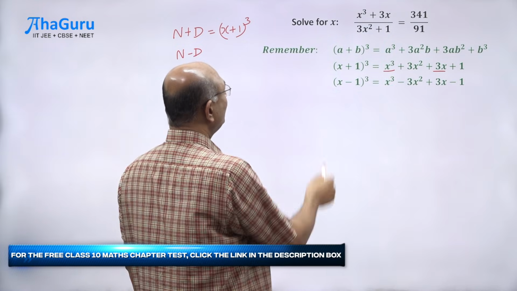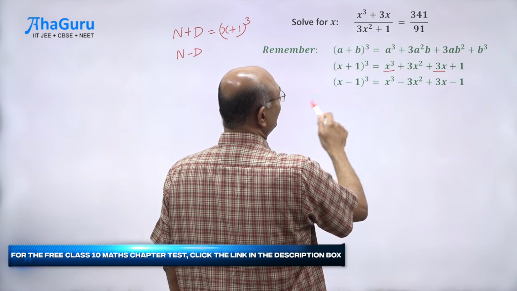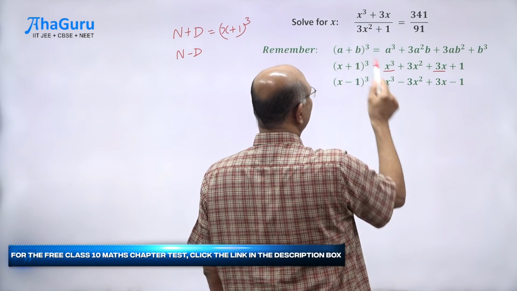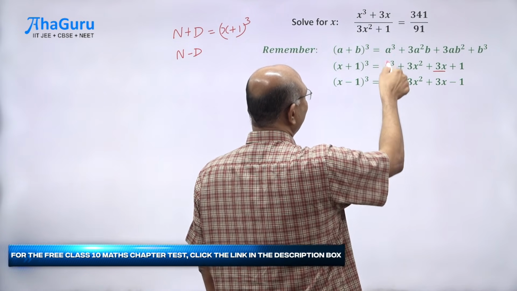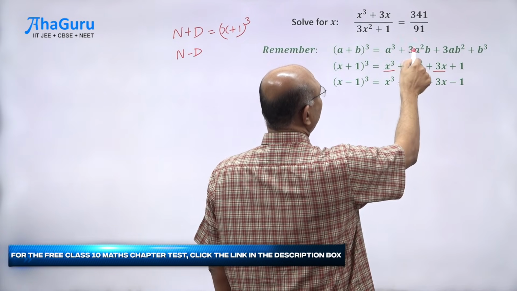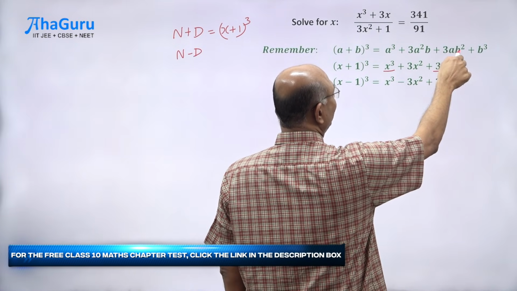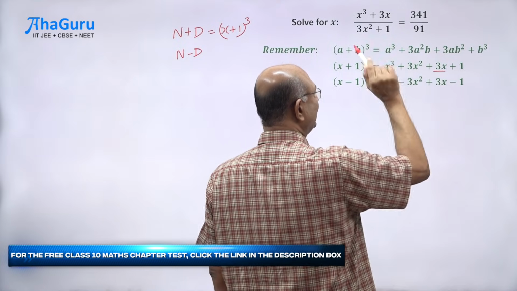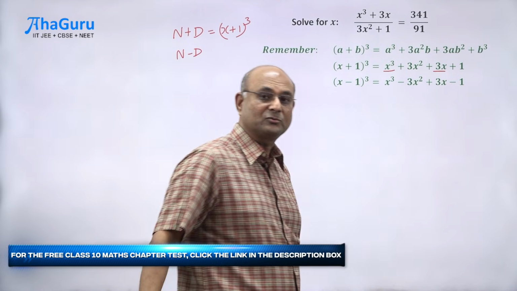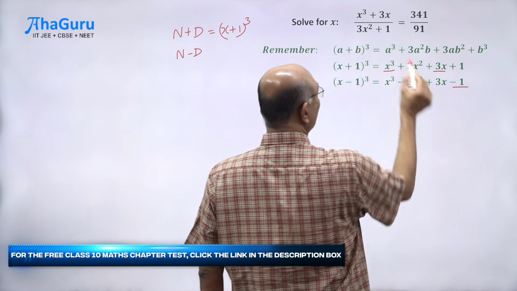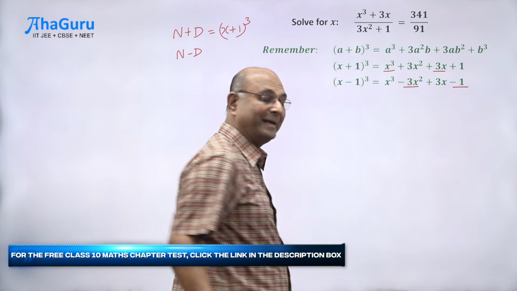So if I put b as minus 1, x minus 1 whole cube, well, you should remember the expansion directly. But if you don't, you just simply substitute b equal to minus 1, a equal to x, you're going to get x cube, 3x square into minus 1, so minus 3x square, and then 3x into minus 1 whole square, which is just 1, so 3x, and minus 1 whole cube, which is minus 1. Now notice, this and this, these two come in the denominator, so it's actually numerator minus denominator.